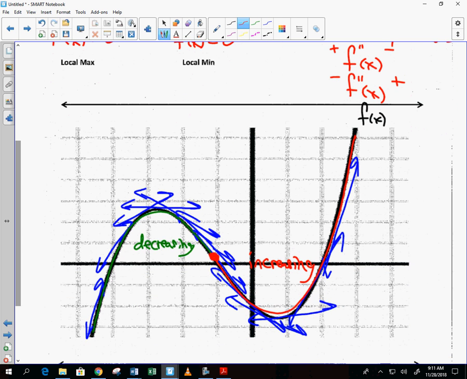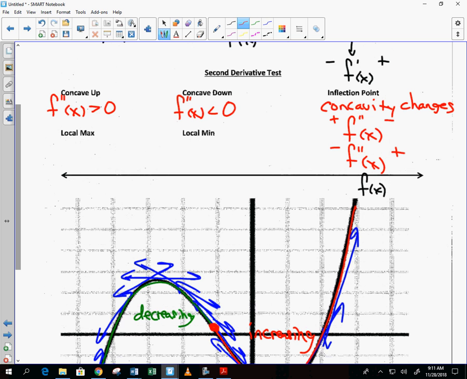Now, last thing, local max or local min? Local max right here, right? Everybody good with that? Is it concave up or concave down? Concave down. So you can tell if something's a local max by looking for where f prime of x is equal to 0. So if you find that the first derivative is equal to 0 and f double prime of x is less than 0, meaning it's negative, then you're going to have a local max.